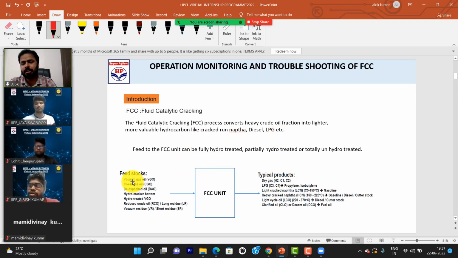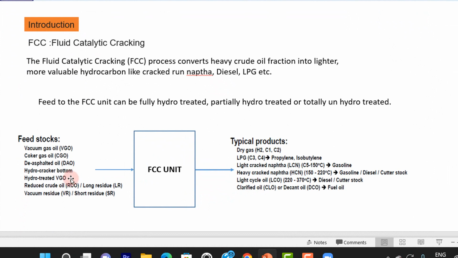We get a feedstock. You might be able to see these are the feedstocks. We get VGO, CGO, DAO, hydrocracker bottom. In the VR refinery, that hydrocracker is not there. In the generic process, I have written it here. So normally you can assume that we process heavy stocks in the FCC, and these are the typical products that we get from the FCC unit.